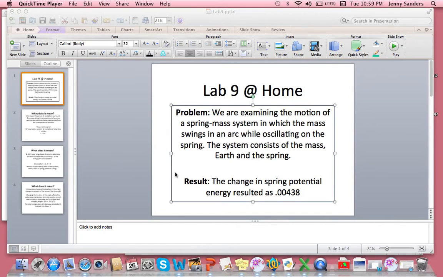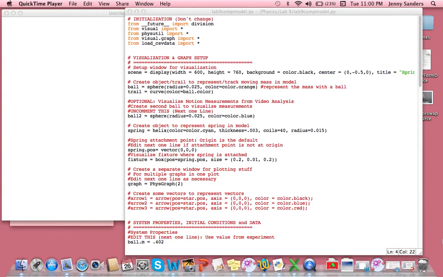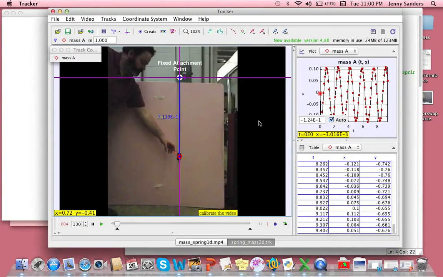For this lab, we are examining the motion of a spring mass system in which the mass swings in an arc while oscillating on the spring. This system consists of the mass, Earth, and the spring. The result of this lab is that we found there's a change in the spring potential energy, which results as 0.00438. So the first thing that we did was we looked at Tracker.